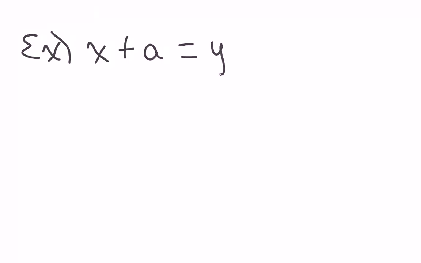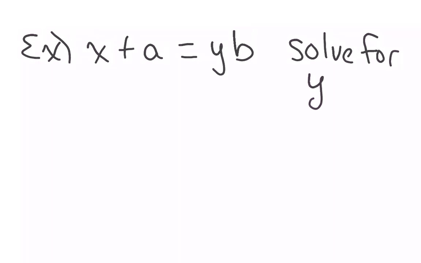So let's take a look at a few examples that you'll see in your lesson. The first one is x plus a equals yb. And they're going to tell us what to solve for. So we're going to solve for y. What that means is we want to say y equals. So when we're done, we want y to be all by itself. So we treat everything else like it's a constant. Y is our variable in this case.